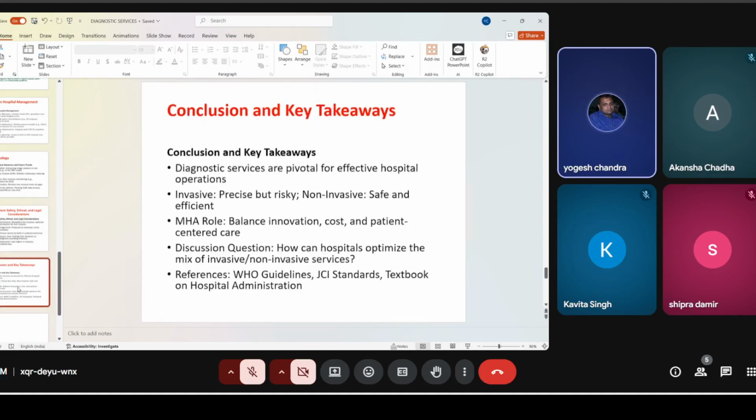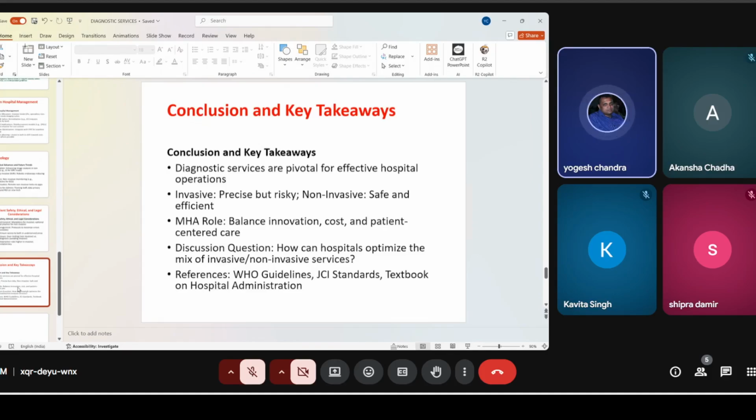Okay, now this is the last slide of today. What are the conclusions and the takeaways? Diagnostic services are pivotal for effective hospital operations. Invasive is precise but risky. Non-invasive is safe but efficient. And what is your role as an administrator? You have to balance innovation. You have to balance the cost. You have to balance the patient decision also, which patient requires which kind of investigation.